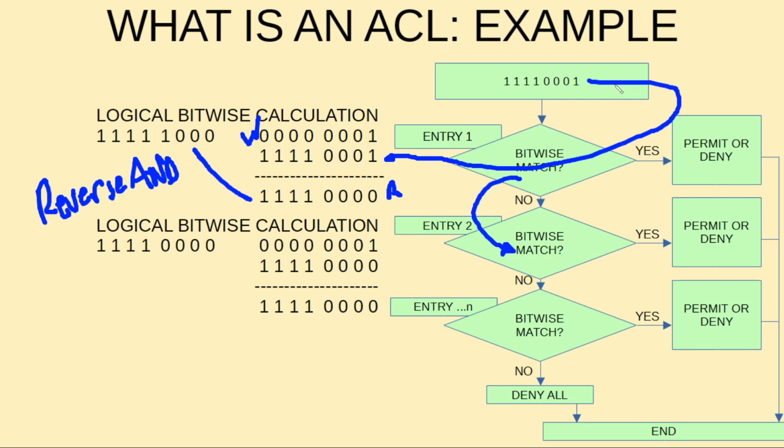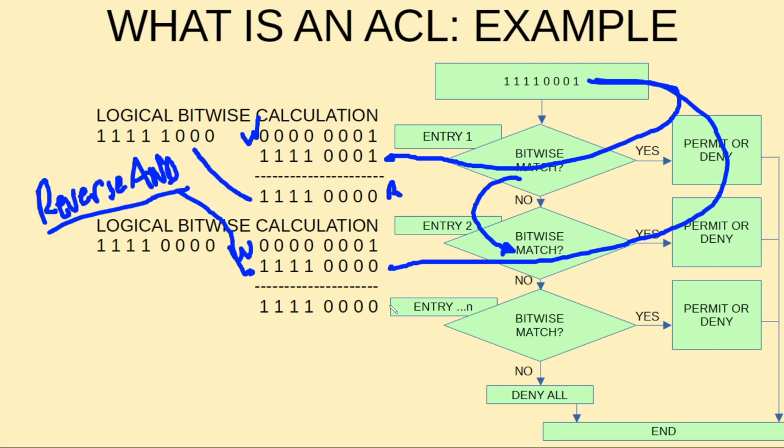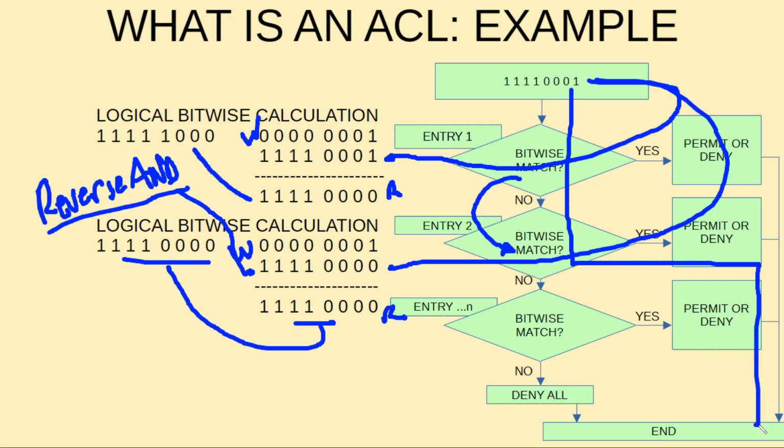so we are going to jump into the next entry, where we are going to execute the same. We are going to feed our source data to our second wildcard and execute a reverse AND operation. This will be the result. We are going to compare this result to the expected address. In this case, we have a match, so we are going to stop processing the ACL there and apply a permit or deny action to our data.